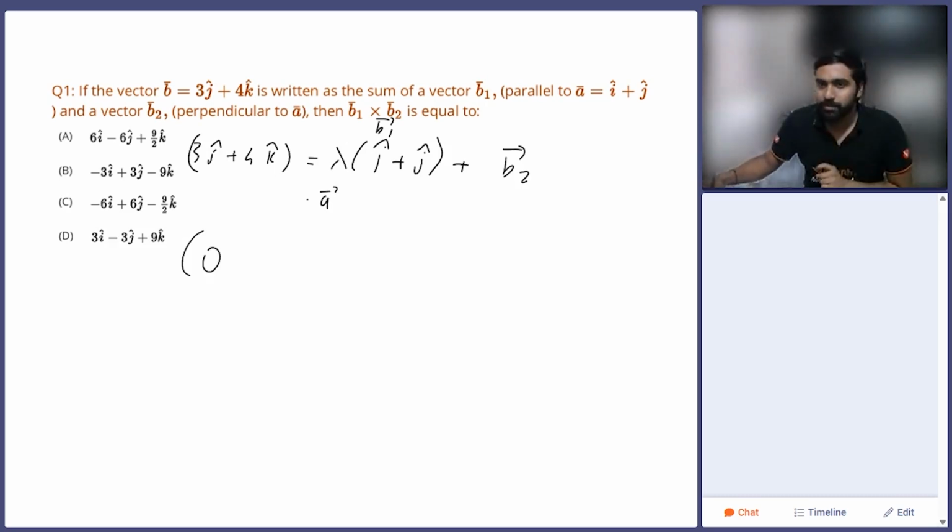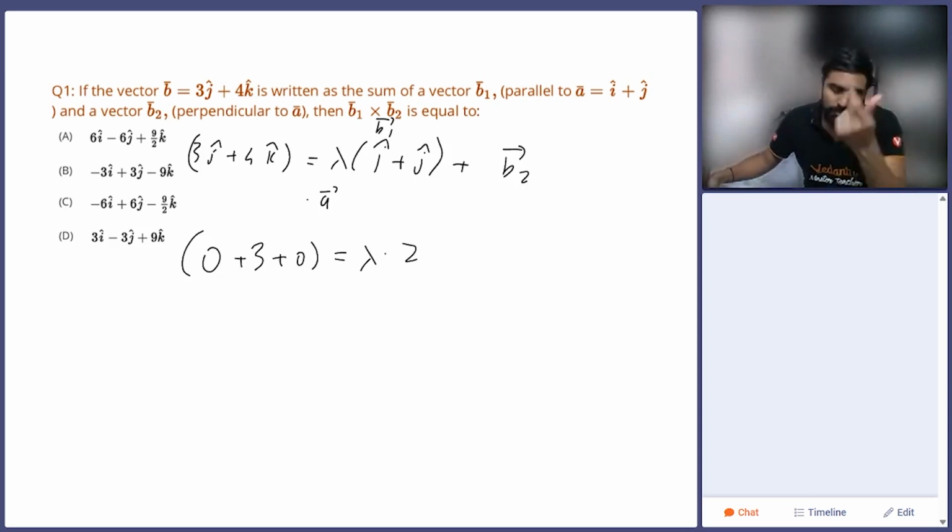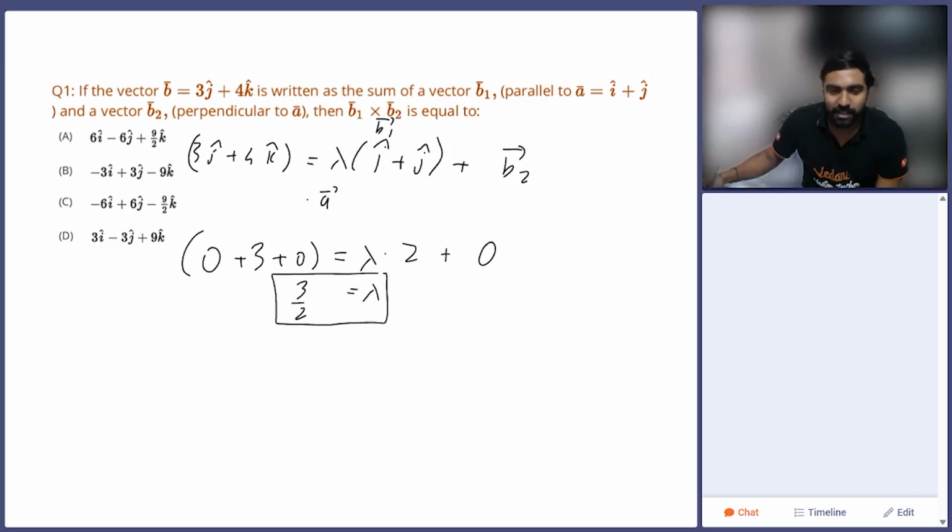1 into 0, 0, then 1 into 3, 3, then 4 into 0, 0, equals lambda times the magnitude of I cap, basically the magnitude of vector A squared. So that's root 2 squared, which is 2, plus B dot A. Now, because B and A are perpendicular, this will be equal to 0. So I can directly say what is the value of lambda? Lambda is equal to 3 by 2.